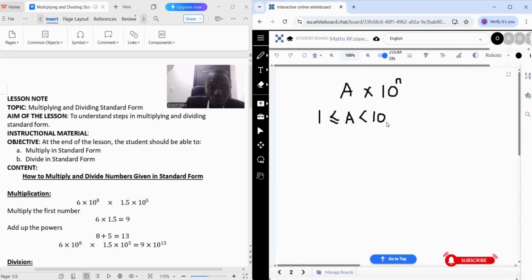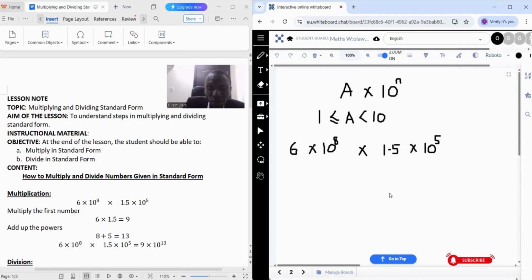Let's now look at how to multiply and divide numbers given in standard form. The first one we're going to look at is how to multiply in standard form. In this first example, we have 6 times 10 raised to the power of 8, then times 1.5 times 10 raised to the power of 5.